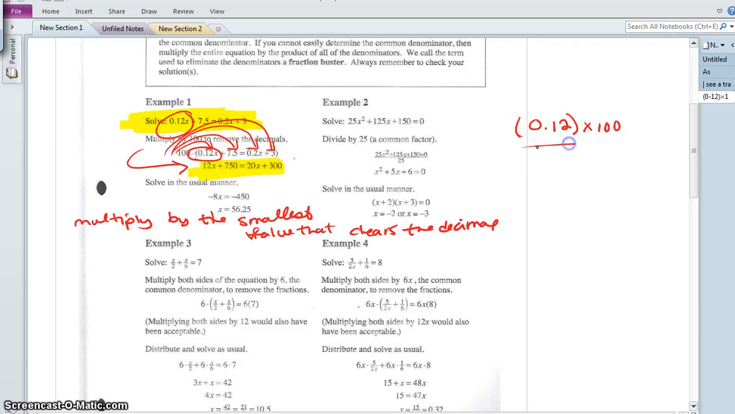12 hundredths here, this term, can be written as 12 hundredths. Does it make sense that multiplying by 100 not only moves the decimal point over, because 12 hundredths times 100 is actually 12, but in the sense of the rational expression, 100 times 12 hundredths equals 12. We're allowed to do that if and only if we multiply both sides of the equation by the same non-zero value.